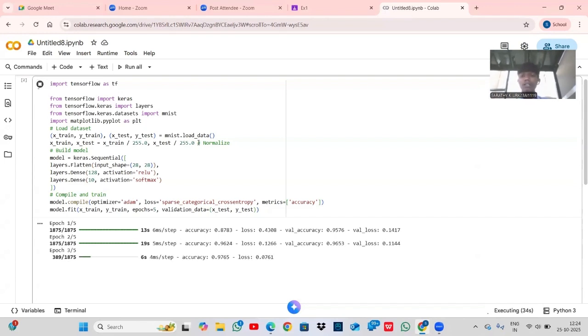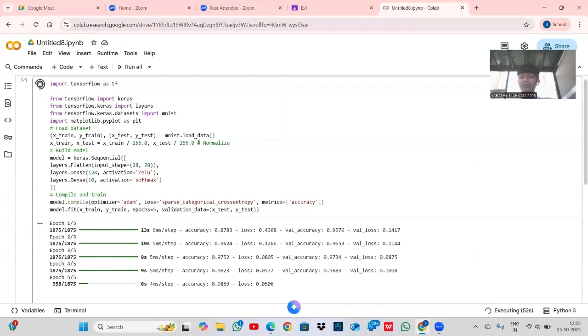The dataset is automatically split into training data and testing data. In training data, I have 60,000 images and in testing data, I have 10,000 images. Each image is 28 by 28 pixels, with pixel values from 0 to 255.